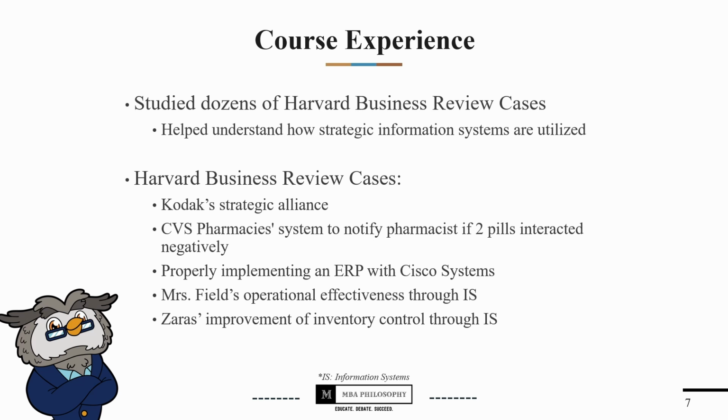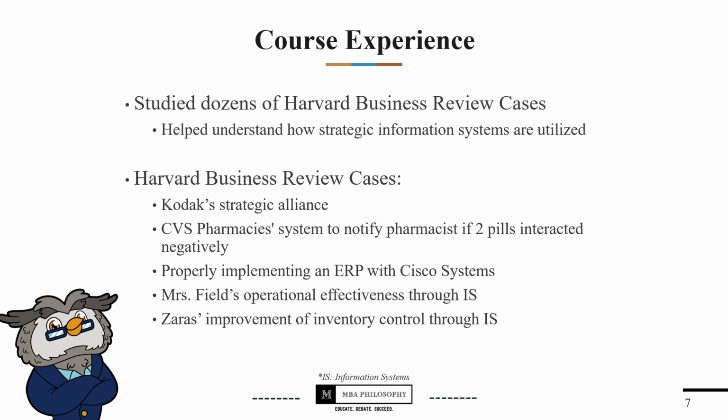In my course experience in business school and my MBA program, I got to study a lot of Harvard Business Review cases, which threw me for a surprise in information systems, because I was like, why are cases going to help me understand information systems? But as you can see, the cases I studied were like Kodak's. It talked about how information systems help strategic alliances, and CVS Pharmacy showed me how, if 2 pills interact negatively, a pharmacy on the spot in the company can stop that from happening by having the right system.